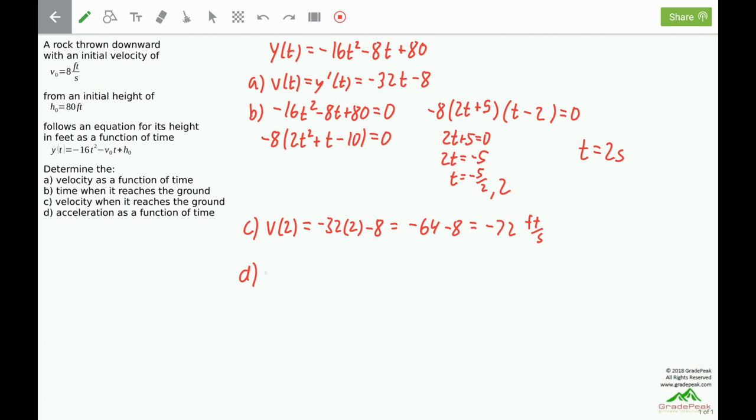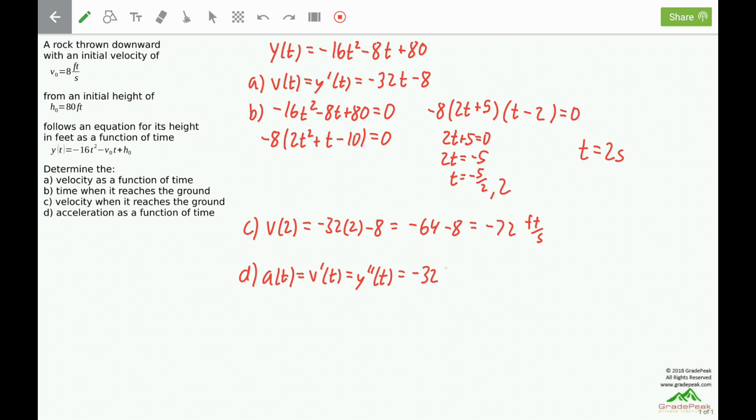Part D, we want to find the acceleration as a function of time. The acceleration as a function of time is the derivative of the velocity as a function of time, which is therefore the second derivative of the position as a function of time. The velocity as a function of time is in part A. If we take the derivative of that, the first term is a constant times t. The derivative of that will be the constant, negative 32. The second term is a constant without a t. The derivative of that will be a 0.